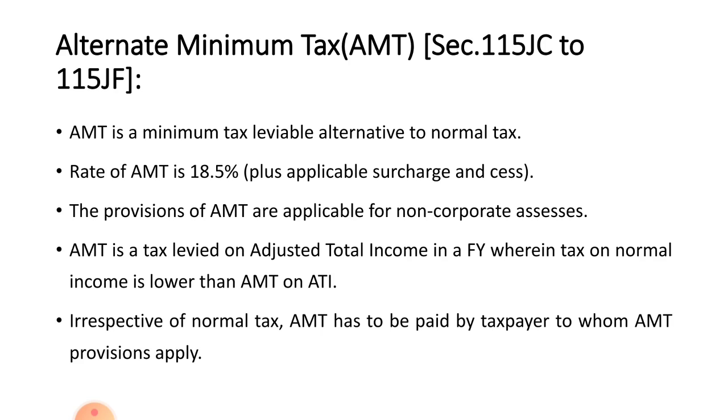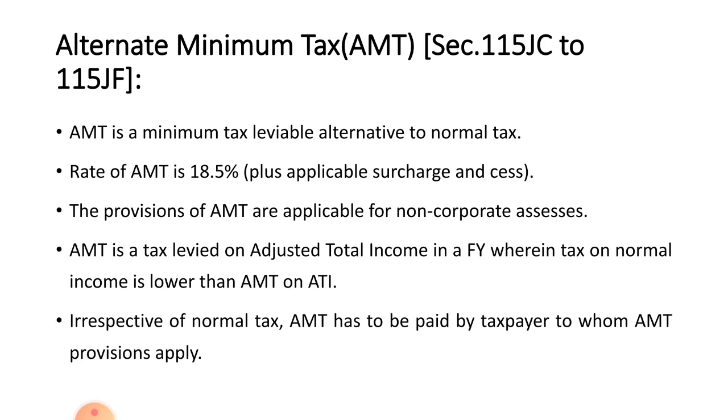Alternate minimum tax is a minimum tax leviable as an alternative to normal tax payable on the total income of the firm. The rate of alternate minimum tax is 18.5% plus applicable surcharge and cess. Surcharge applicable to firms is 12% if the income is above 1 crore, and education cess is 4%. This AMT, that is alternate minimum tax, is a tax levied on adjusted total income.